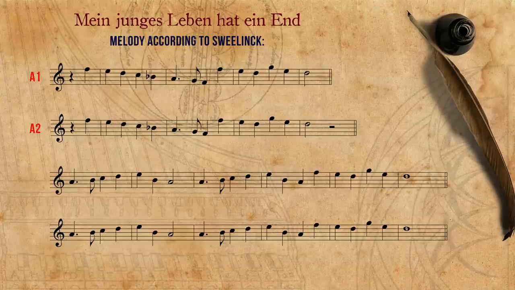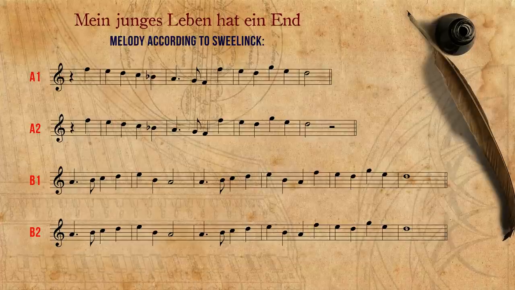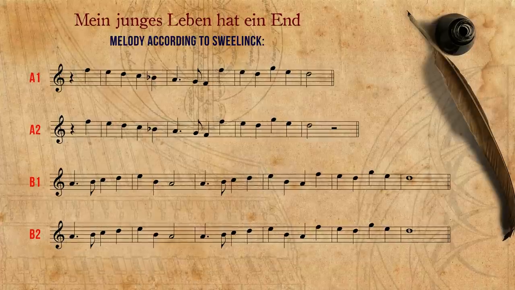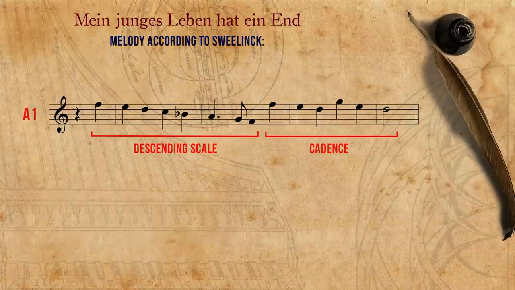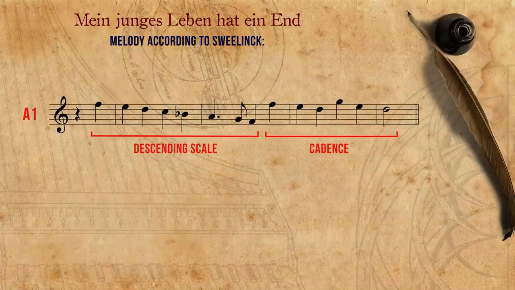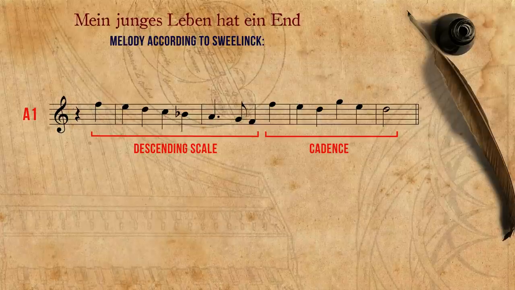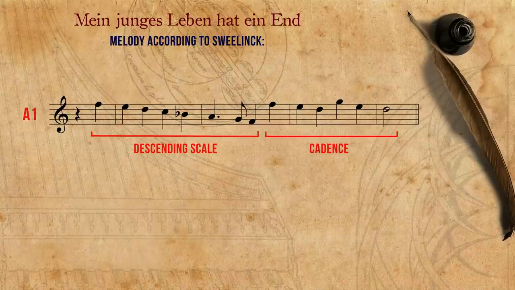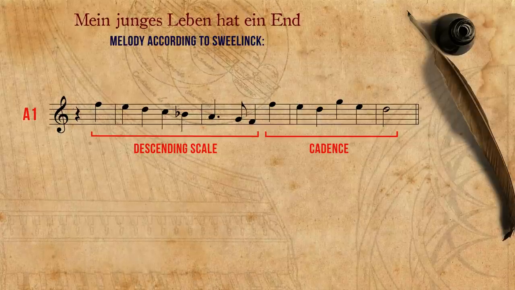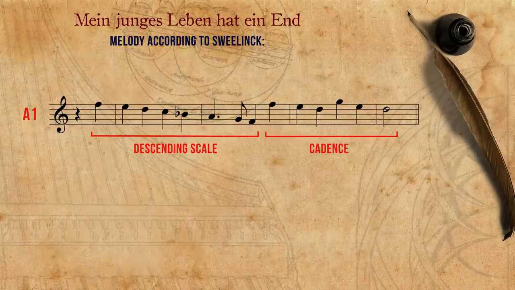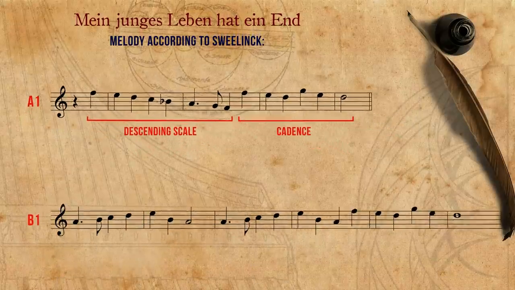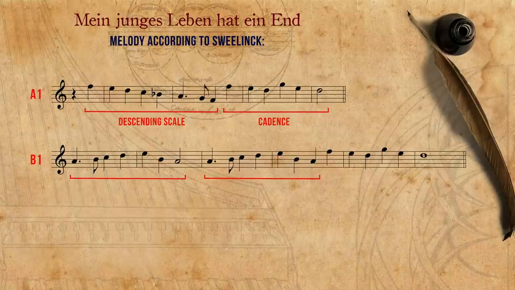An A part that is repeated, and a B part that is repeated. The A part starts with a descending scale and then a cadence. I will play it for you with a generic and simple harmonization. The B part consists of a short repeated melody, which closes with the same cadence of the A part.